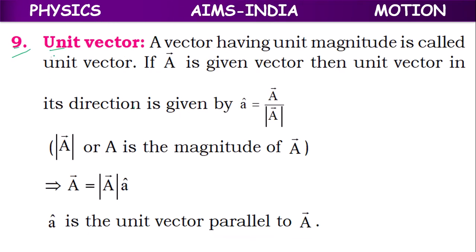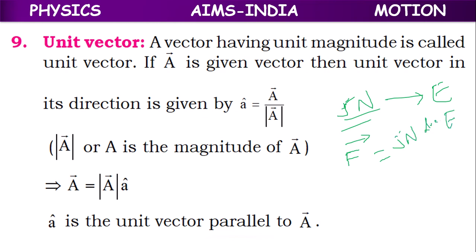Next, children, we have unit vector. Suppose we have a force vector whose magnitude is 5 newtons and it is acting towards east direction. That is, the force vector is 5 newtons due east. Due east means towards east.